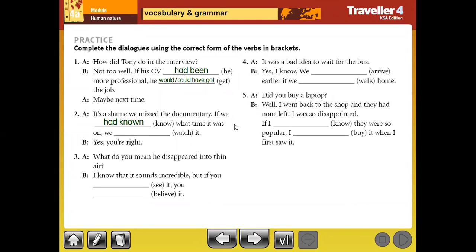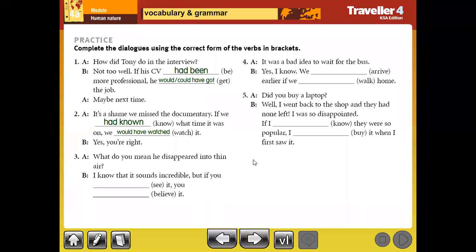Would or could, might plus have plus past participle of the verb, so it will be would have watched it. And number three: what do you mean he disappeared into the air? I know that it sounds incredible, but if you see it, you believe it.